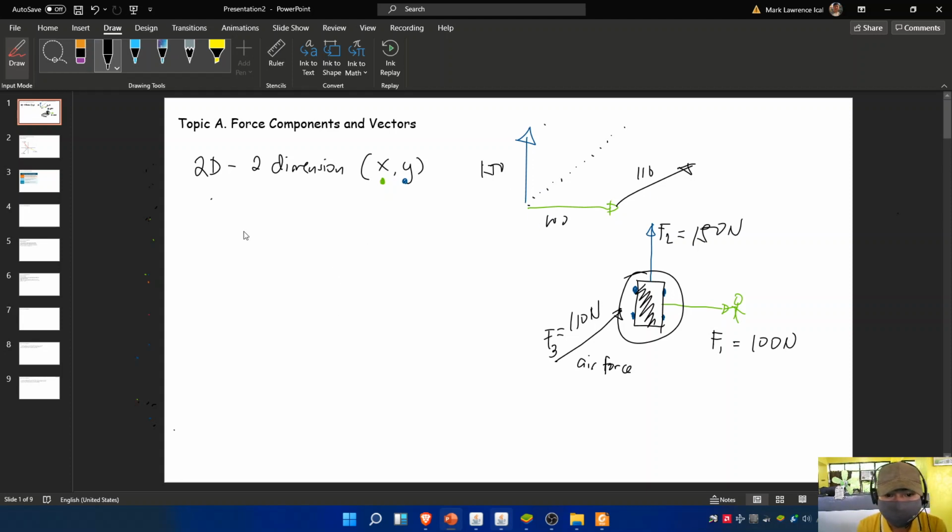So, first thing that you need to do is you're going to consider all the, okay, so ito na yung tinatawag natin summation of all the f component, x component, and we have the summation of all y component. Okay? Now, medyo tricky kasi dapat ang kukunin lang natin ay lahat ng x and y.